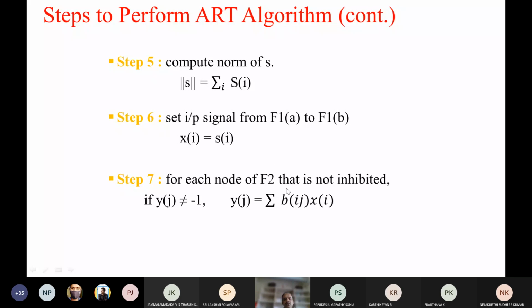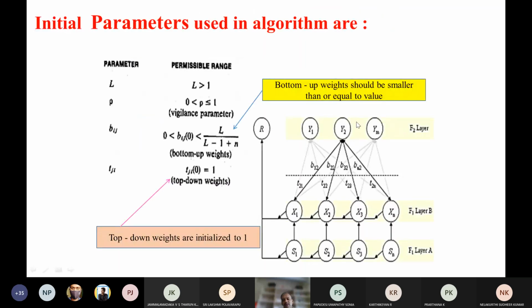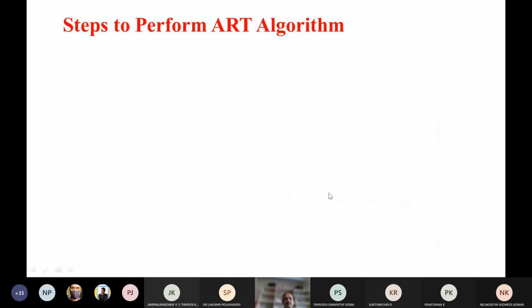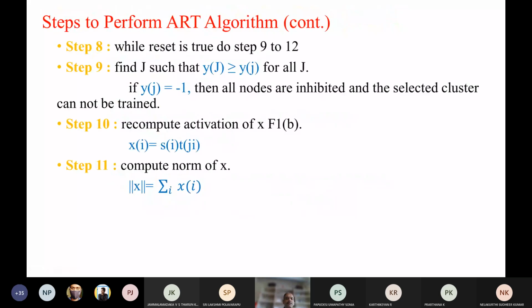Then step number 7, for each node of F2 that is not inhibited, if Yj is not equal to -1, then Yj equals summation of Bij Xi. That I need to do in step number 7 for each node in F2. And step number 8, while reset is true, I do steps 9 to 12. Step 9: find J such that Yj is greater than Yj for all j. If Yj is equal to -1, then all nodes are inhibited and the selected cluster cannot be trained.